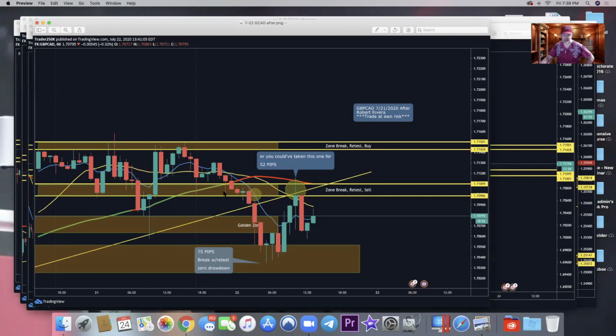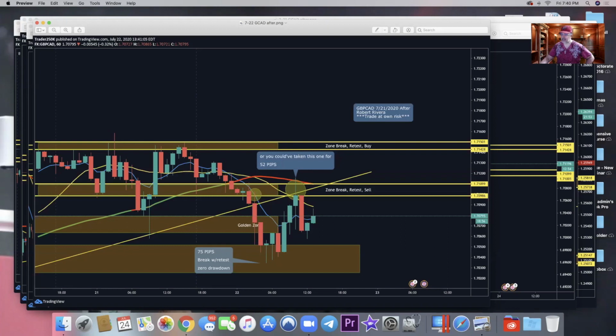Notice how, again, once it broke the 50, it stayed below the 50. And once it came back to the 50, it retested the 50 and dropped again. Again, the importance of the 50 moving average in our setups is very important. So if you caught this one, that would have been 52 pips, and this one's 75.